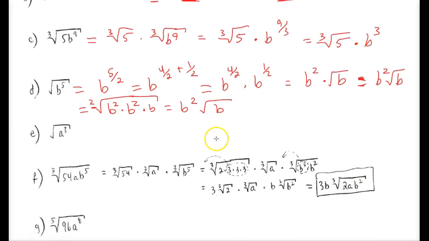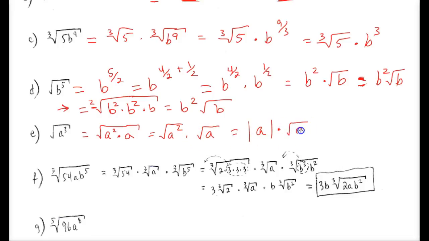All right, moving on. Using this same kind of scenario here, we can take square root of a cubed and say this is going to be square root of a squared times a, which means we could break it up and do like this. And so now we know that square root of a squared, not knowing what a is, would have to be absolute value of a, times, we know that square root of a can't be broken down anymore, so we just leave it there. Okay.